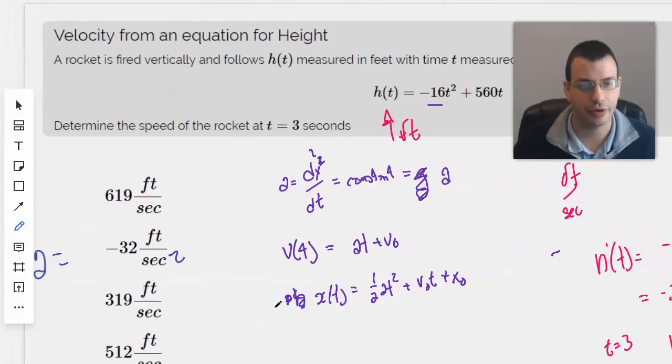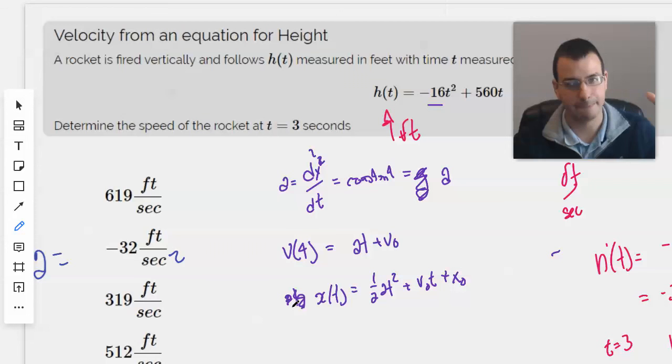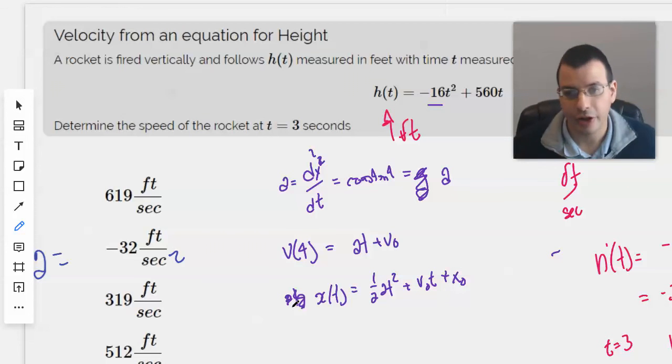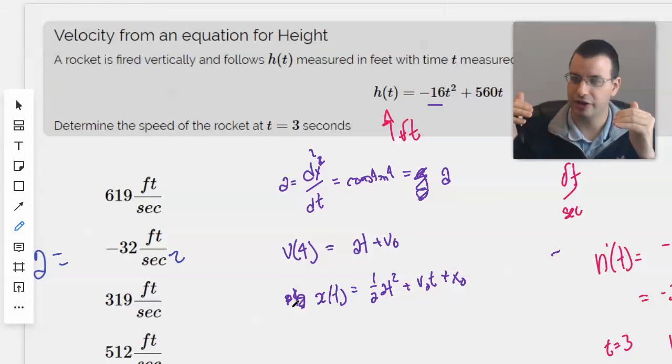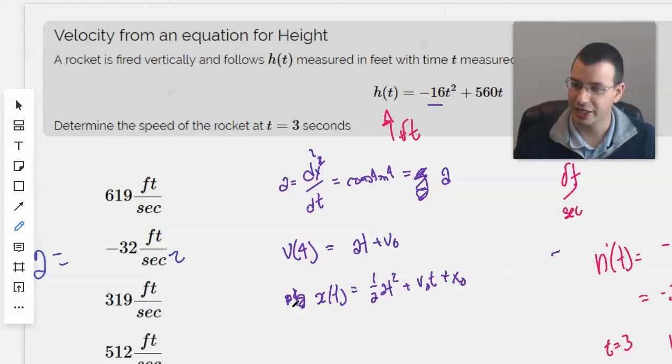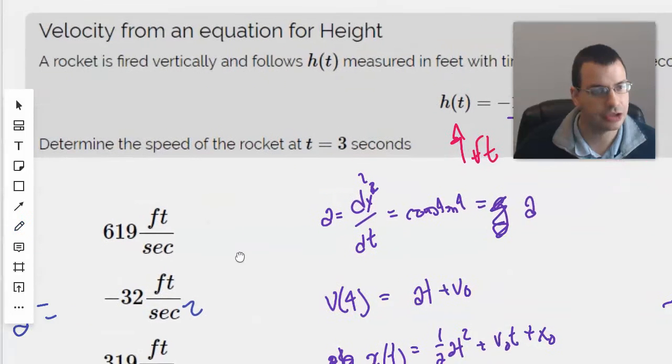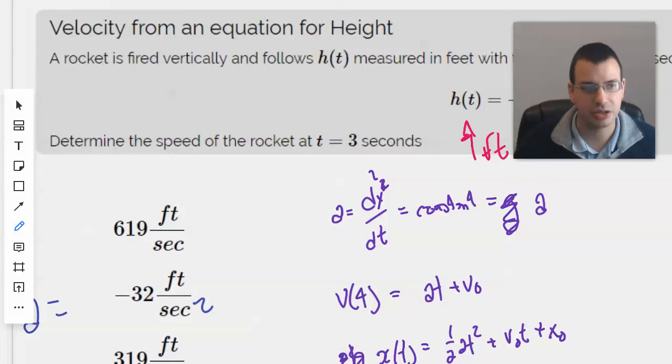And the idea here for a rocket shooting up with an equation for the position: if you take your position, which is measured in feet or meters or whatever, cubits? Anyway, feet, you take the derivative of feet with respect to time, and you'll get feet per second, and that'll give you your speed. So you take the derivative of your h of t function, plug in whatever value you want for time, and that will give you the speed at that given time. Excellent. So that works for velocity from an equation for height.